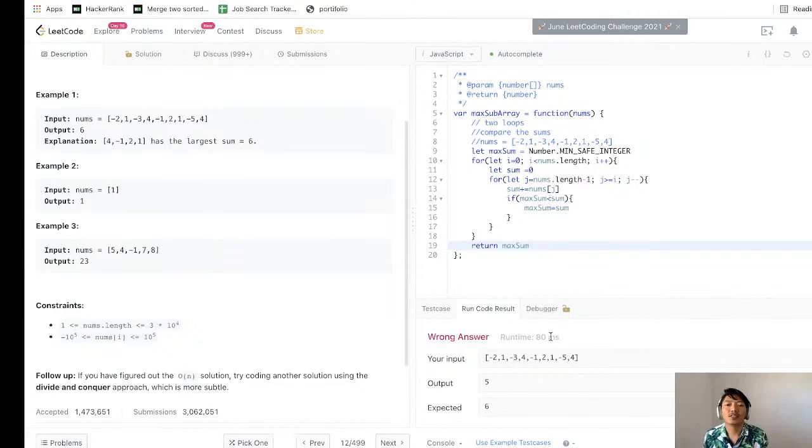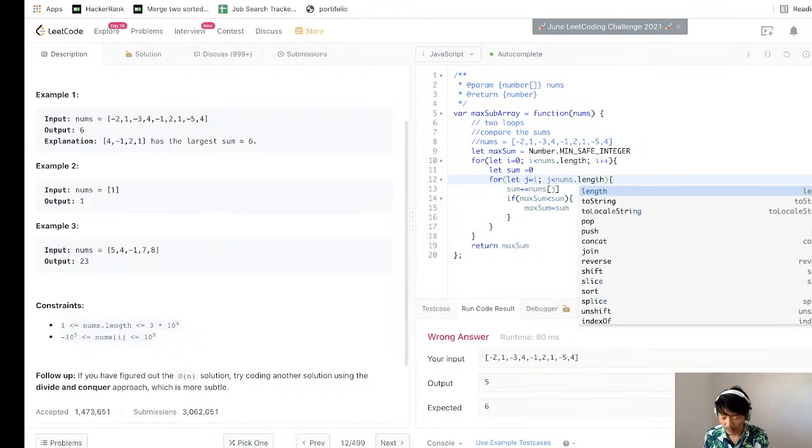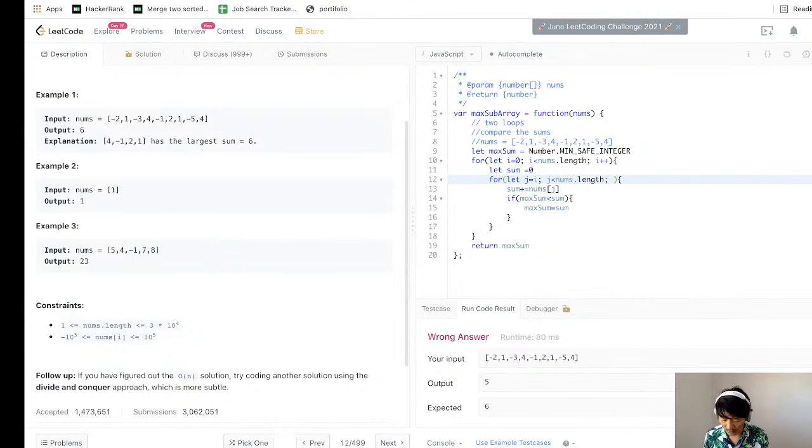What if I change this? What if I change this to j equals i, j is less than nums.length, j plus plus. What if I change this? Will it be the same? Oh, it wasn't the same.